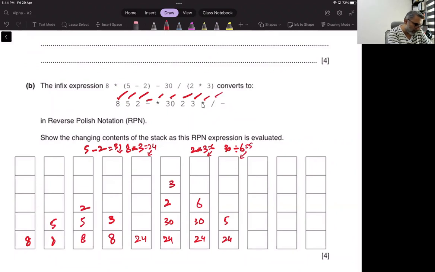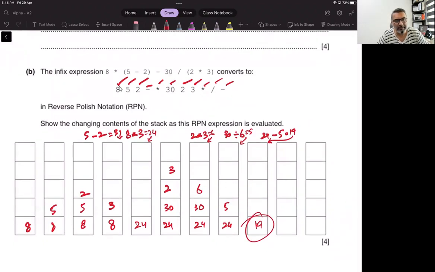Result is 5, pushed back. Then we have minus. So minus, 5 on the right, 24 on the left. 24 minus 5 is 19. Result is pushed back. So there we go. This is your result. Okay, so when we have operands, we are pushing them. As soon as we have an operator, we pop the first two values, put the first value on the right, the value afterwards on the left, perform the operation, and the evaluated answer will be pushed back, and this goes on and on until you have your answer. Okay.